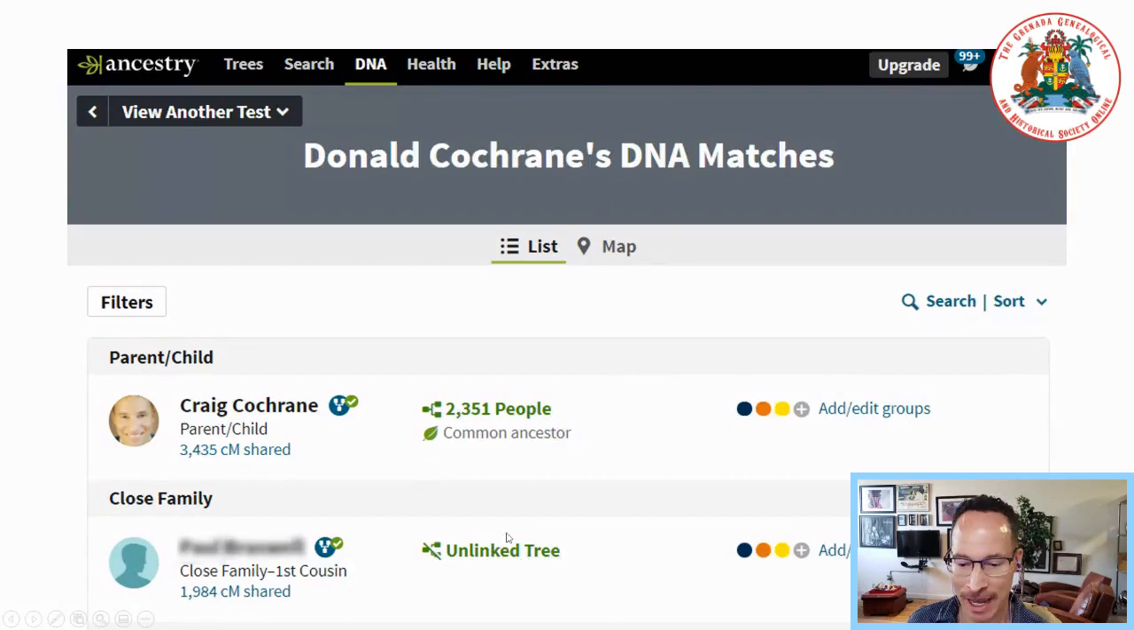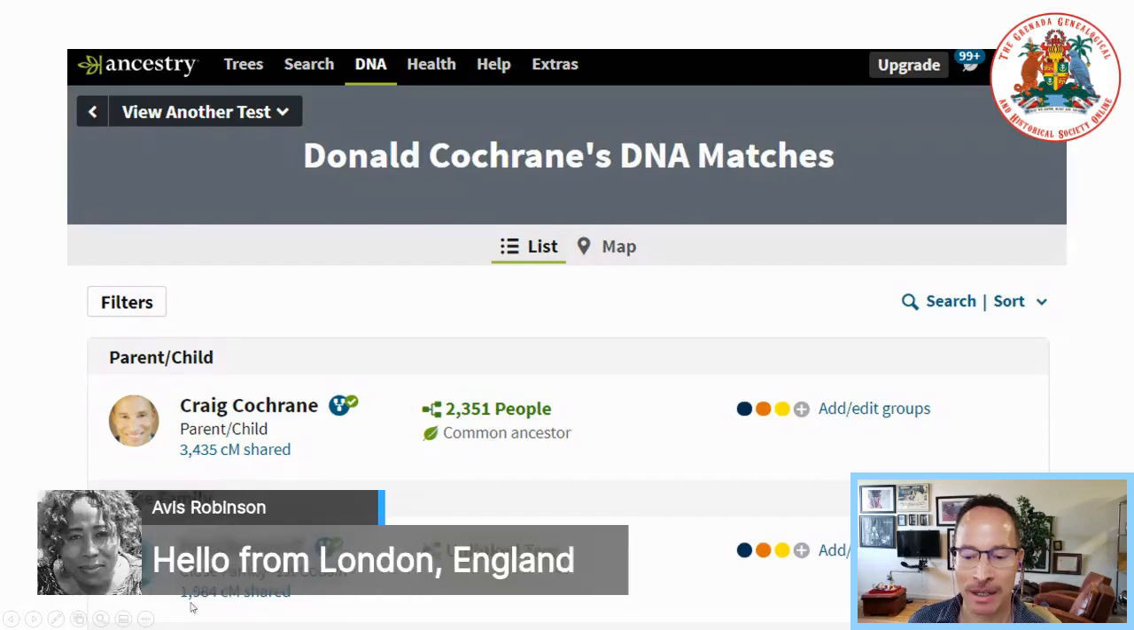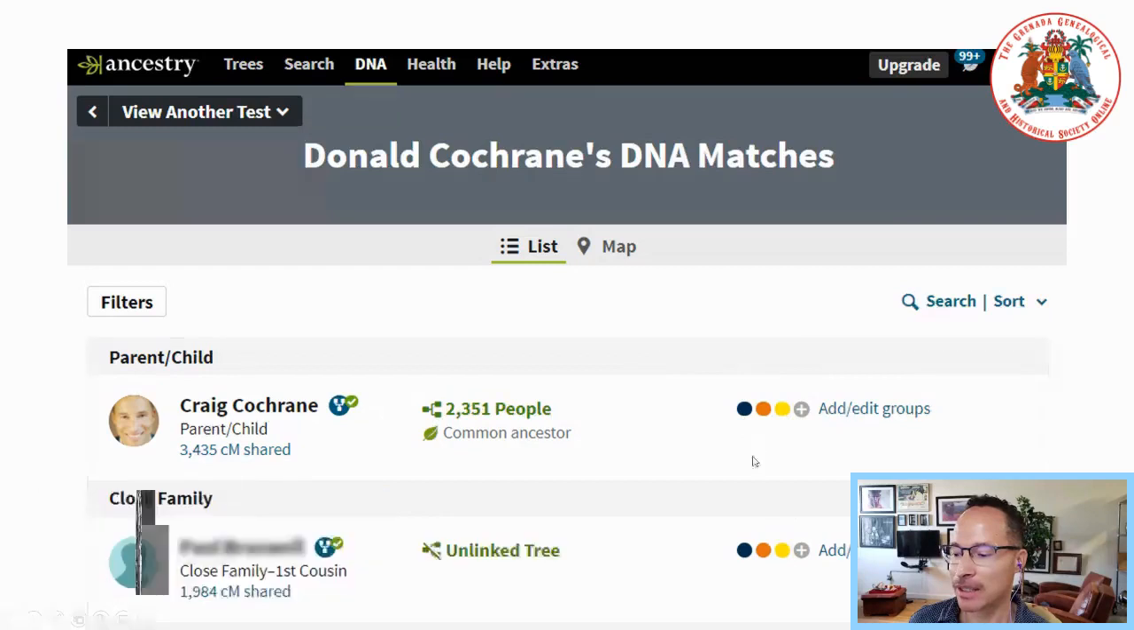First, I want to say that this is the centimorgan amount that I had mentioned on the previous slide. And we'll talk again about that in a second. And these circular dots are things that I added, and they are little categories that put each person under their correct tree, under their correct branch.